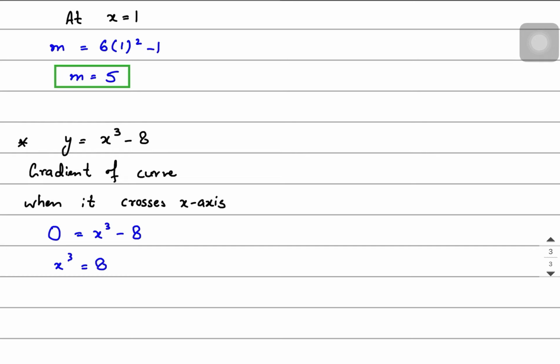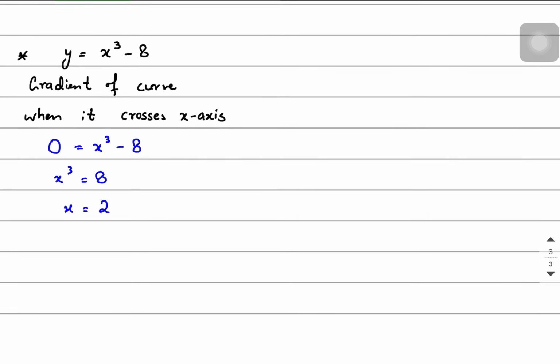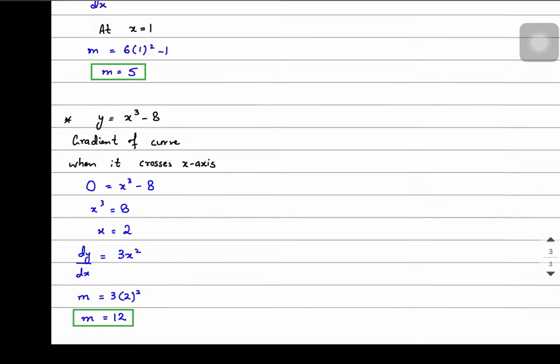So x cube equals 8. I have got the value of x, that is going to be 2. So for the gradient of the curve, we need the derivative. So power comes down, 1 subtract from the power. 8 is constant and the derivative of constant is 0. I need the gradient at x equals to 2. So I would just plug in the value x equals to 2. 3 4s are 12. So I have got the value of the gradient.